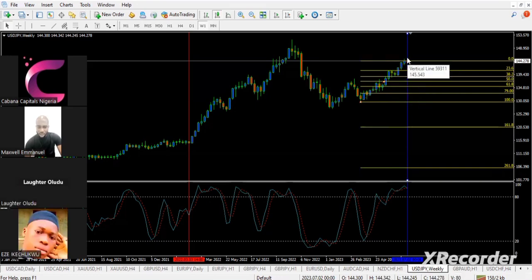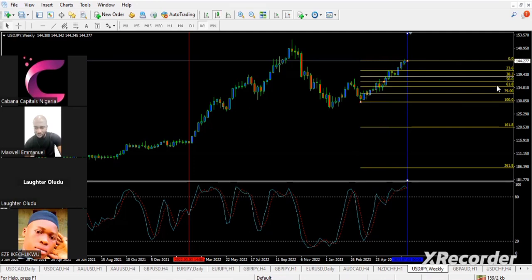Allow price to pull back to level 50 before you consider buying. You can't buy at this price. That's not a smart move. Price should pull back to at least level 50 or 61.8. If I want to buy USD/JPY, these are the levels I expect price to pull back to.